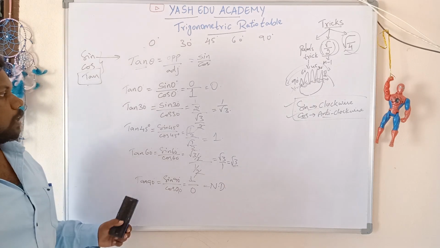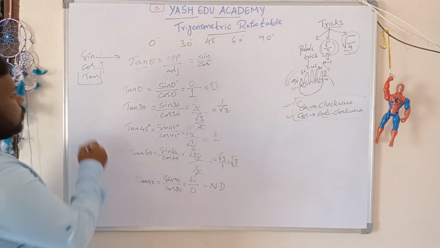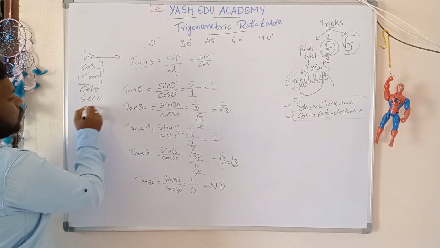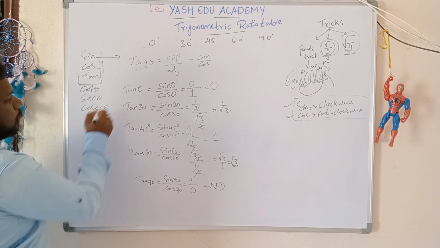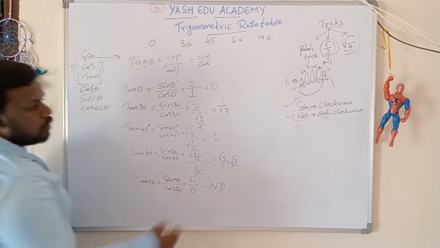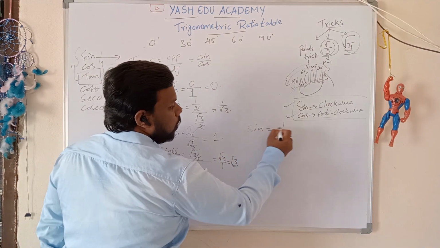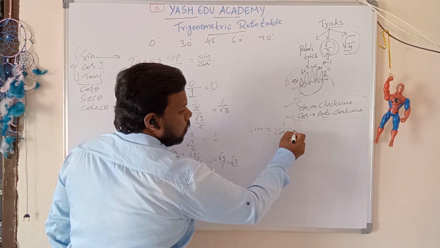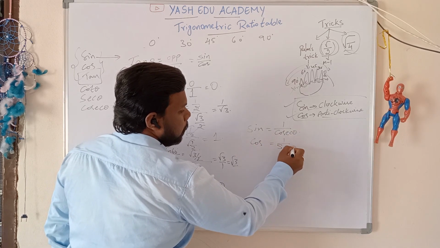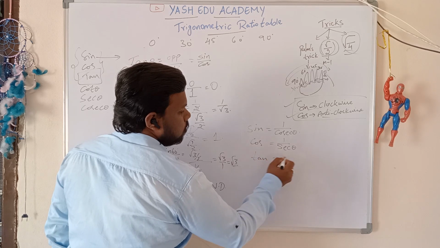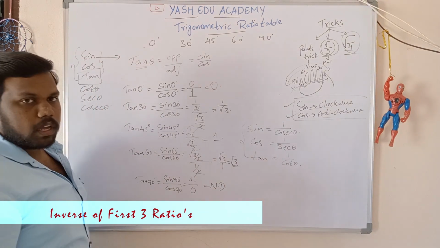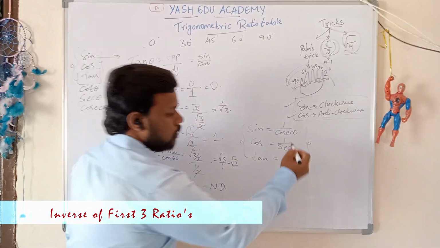In the same way we need to find the other remaining values, that is cot theta, secant theta and cosecant theta. These three are the inverse of the first three. Sin theta is equal to 1 by cosecant theta, cos is equal to 1 by secant theta, and tan is equal to 1 by cot theta. So the values for these three are the inverse of the other three.